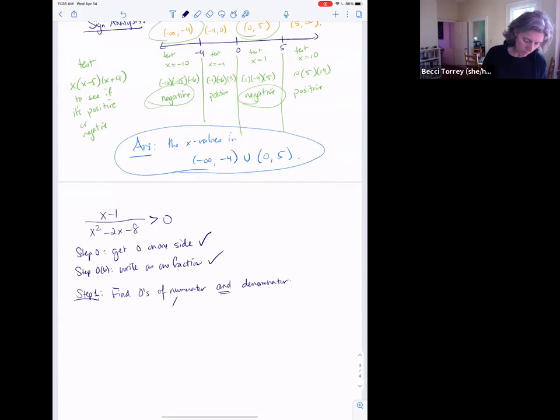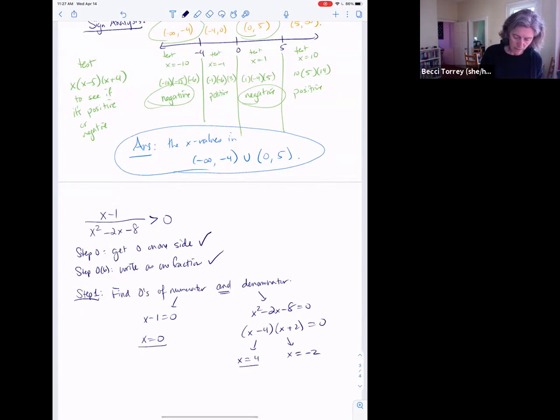So in the numerator, we have just x minus 1 equals 0. So x equals 0, that's great. In the denominator, we have x squared minus 2x minus 8 equals 0. We have to factor this. X minus 4 times x plus 2, I think. So we have x equals 4, and we have x equals minus 2.